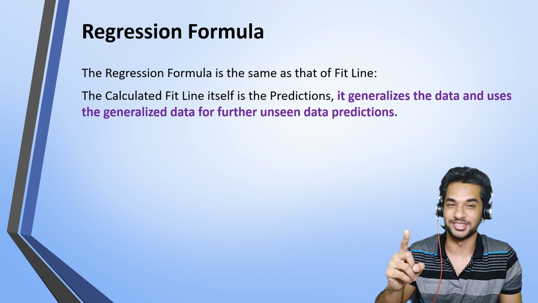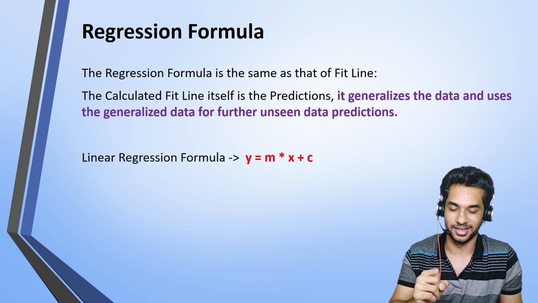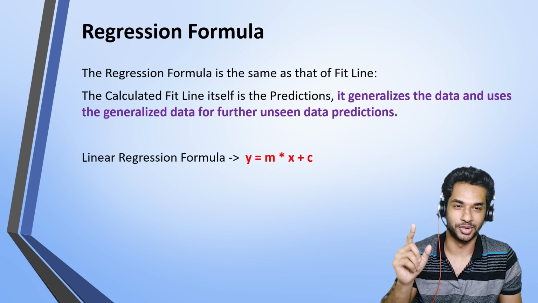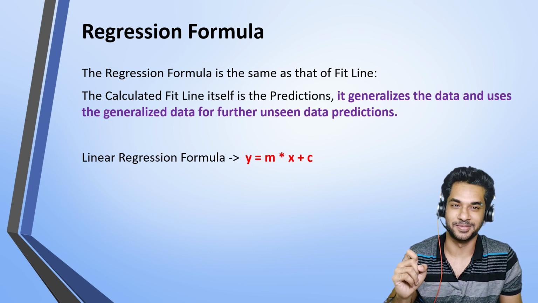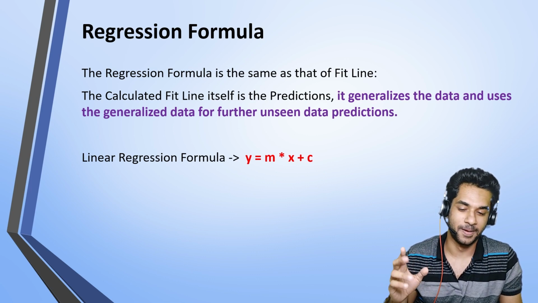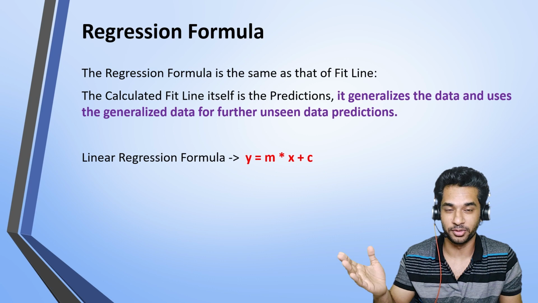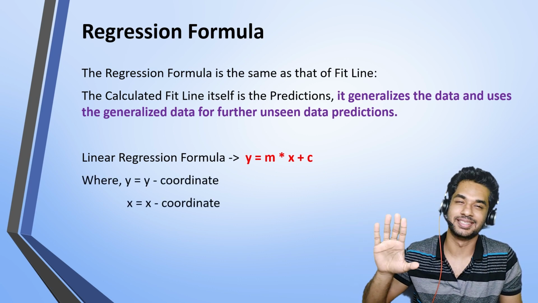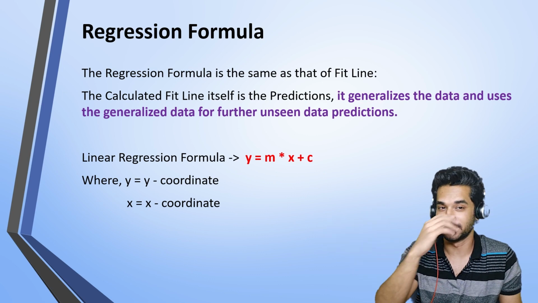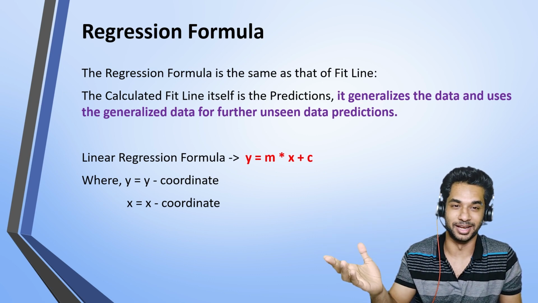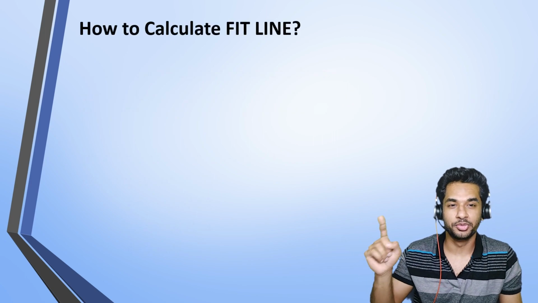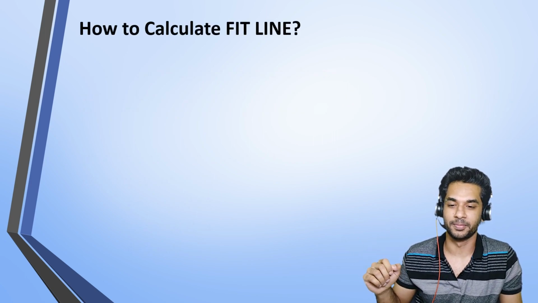Now, as you recollected, which is absolutely right, the linear regression formula is y = mx + c, right? Where y is the y coordinate, x is the x coordinate, m is the slope, and c is the y intercept. It's as simple as that. We saw that last time, not a big deal. Y'all all remember it. Now we come to the important part, that how do we calculate this fit line?